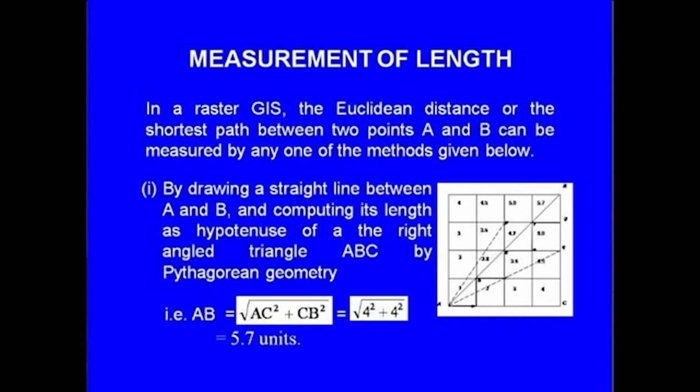First is by drawing a straight line between A and B and computing its length as the hypotenuse of a right angled triangle ABC by Pythagorean theorem, that is AB is equal to square root of AC squared plus CB squared. So, if the cell sizes are of unit length, then as per this particular figure as shown here, the distance of AB would be 5.7 units.